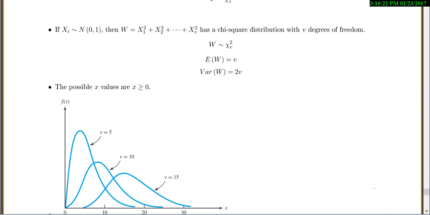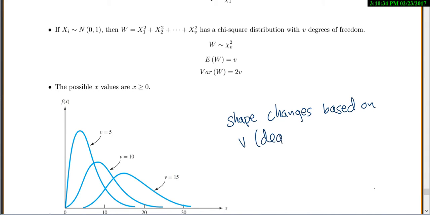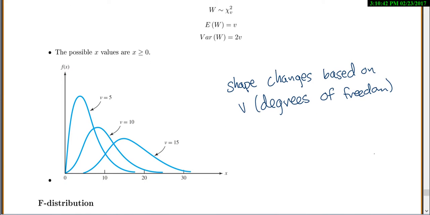but the shape changes based on what v is. So v is your parameter, and so your shape changes based on v, or basically your degrees of freedom. So that's the first one, a chi-square distribution.